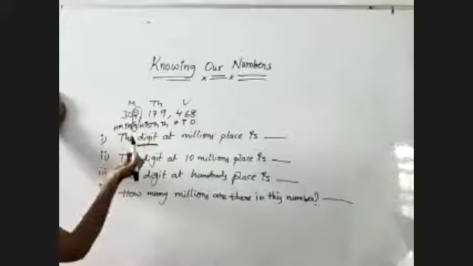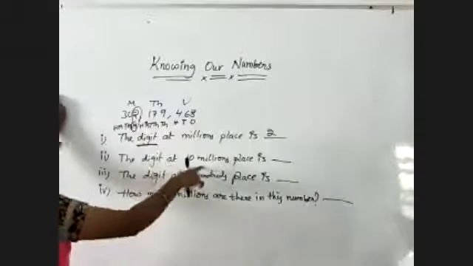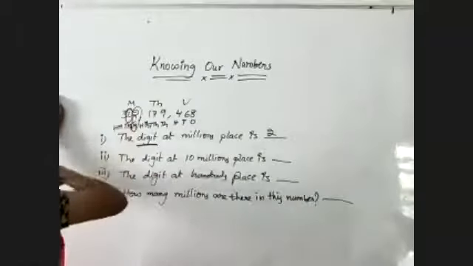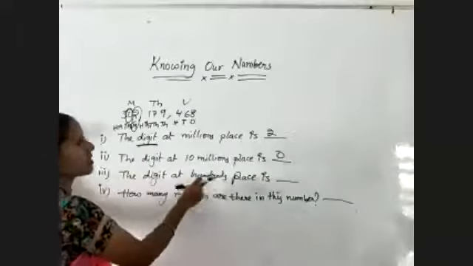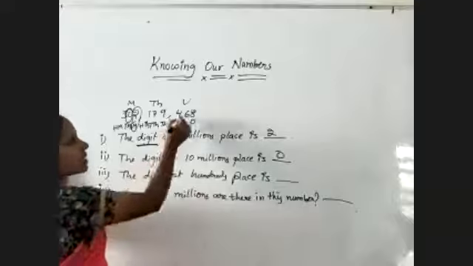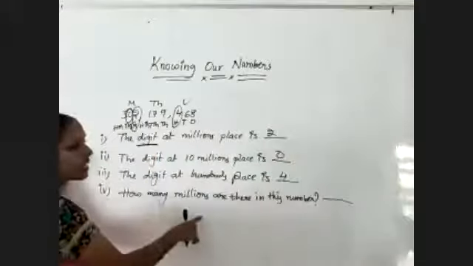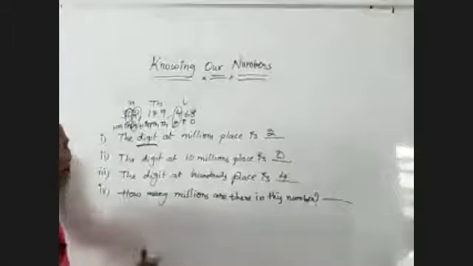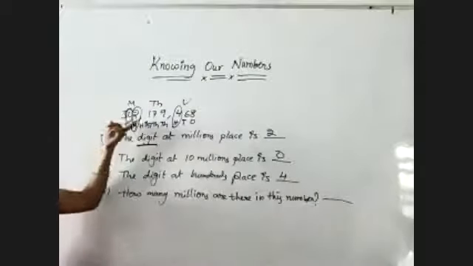So in the millions place, which digit is there? 2. And which digit is there in the 10 millions place? 0. And the digit at the 100 millions place? 4. And how many millions are there in this number? Till now we thought about digits; now I am asking about the complete number. So read that number and you will get the answer.